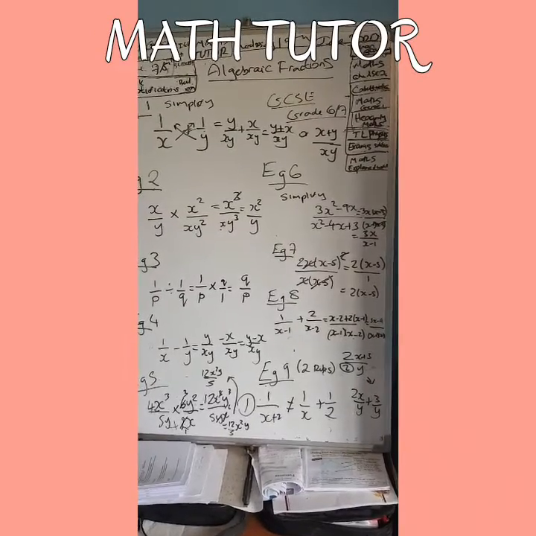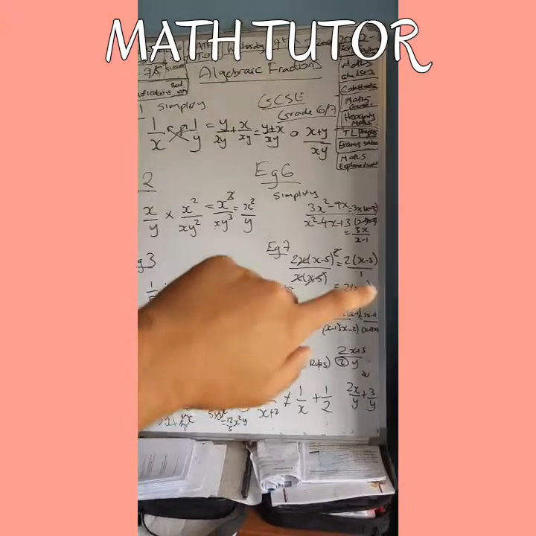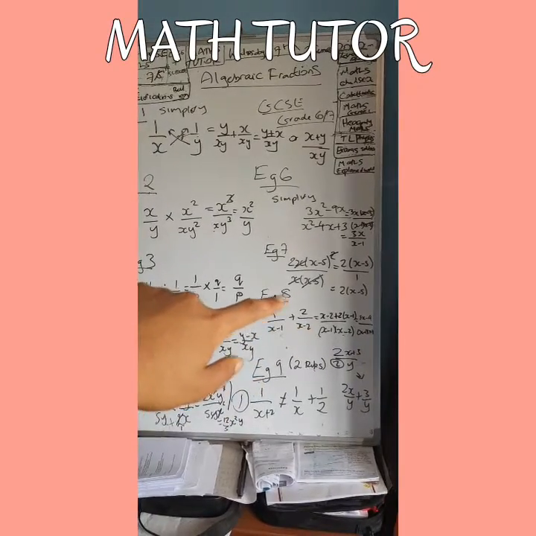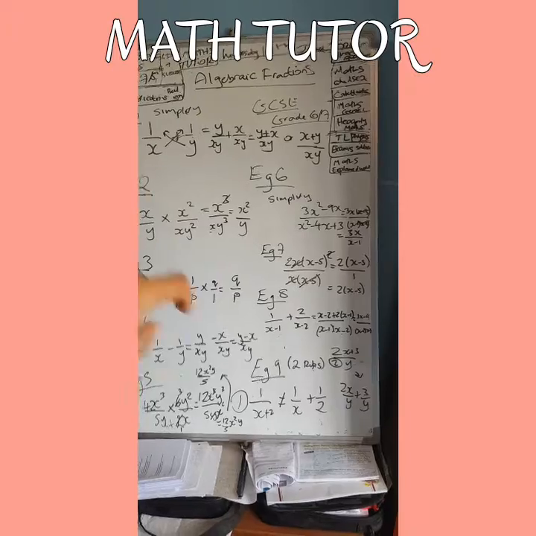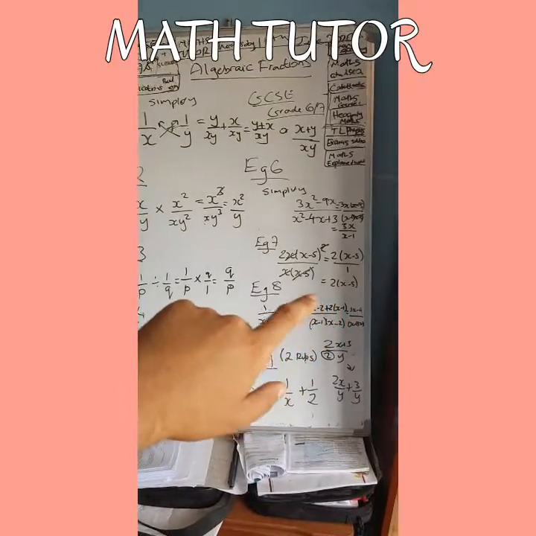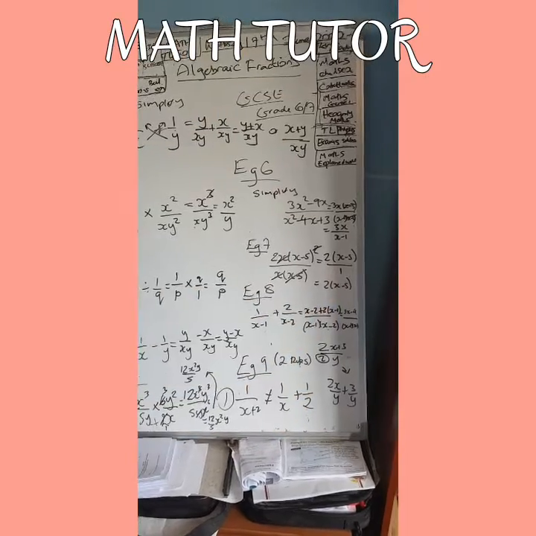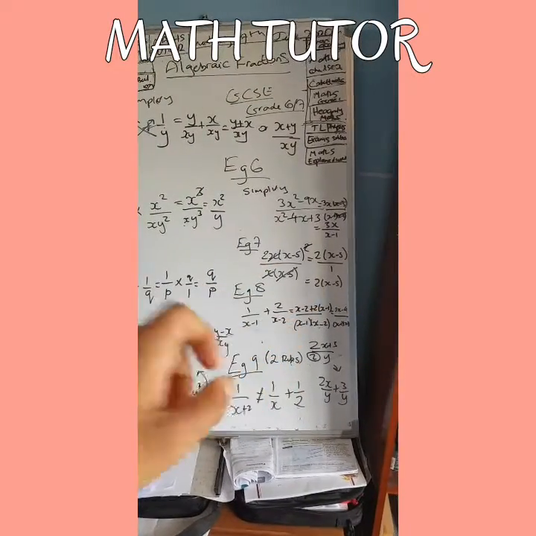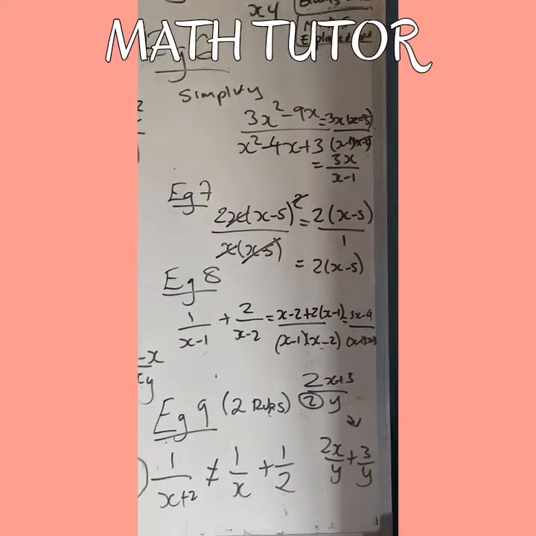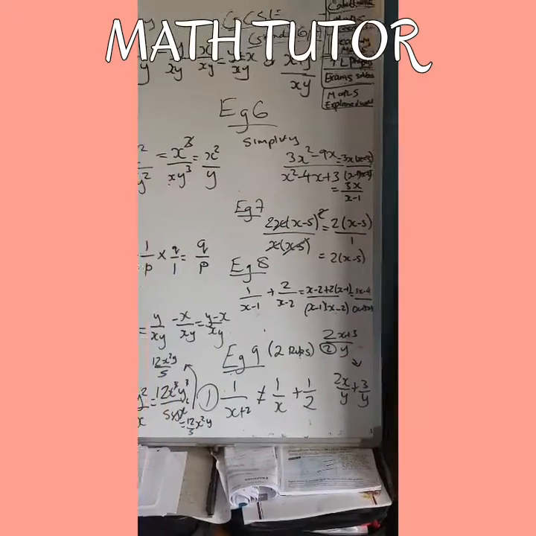Example 8 and final example: 1 over x minus 1 plus 2 over x minus 2. Common denominator will be x minus 1 times x minus 2. So I've then cross multiplied. 1 times x minus 2 is x minus 2, plus 2 brackets x minus 1. I've expanded that and collected my like terms. So I get x minus 2 plus 2x minus 2, which gives me 3x minus 4 divided by x minus 1 times x minus 2. Sorry if you can't see that very well.